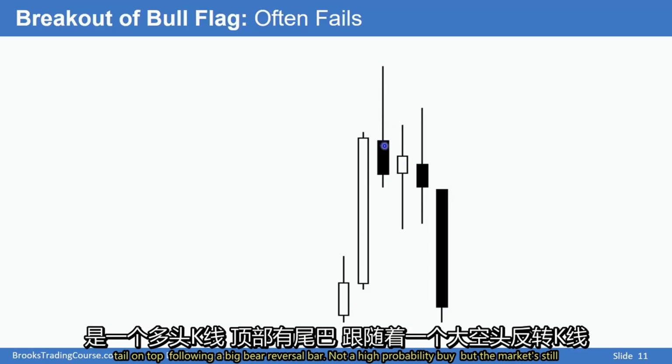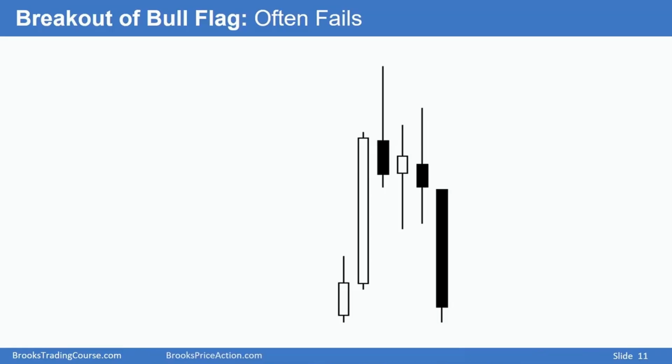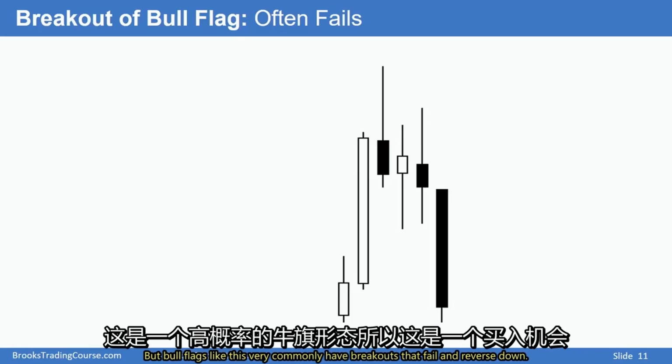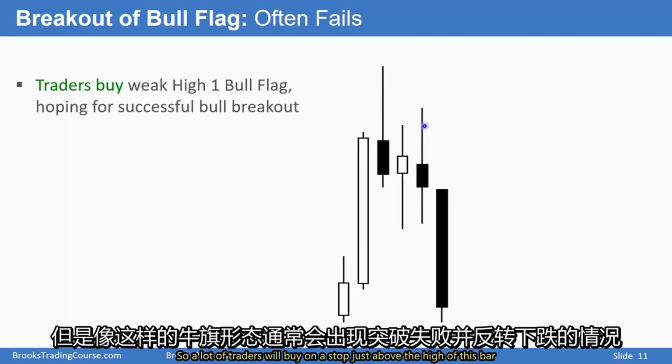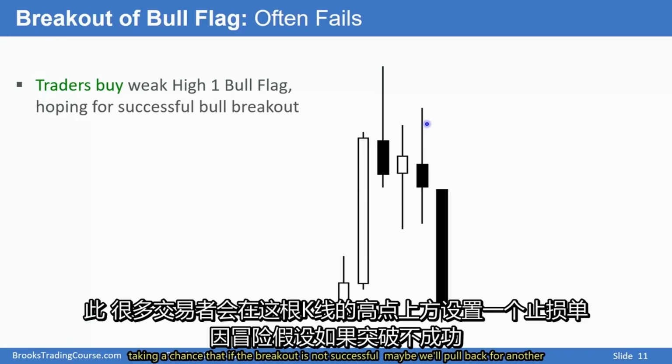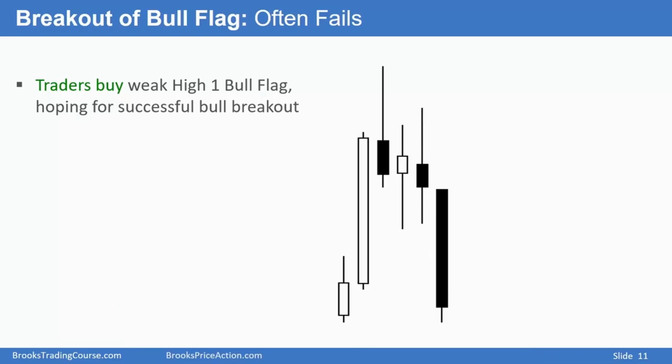Tail on top following a big bear reversal bar, not a high probability buy, but the market's still always in long at that point, and it is a high 1 bull flag, so it is a buy setup. But bull flags like this very commonly have breakouts that fail and reverse down. So a lot of traders will buy on a stop just above the high of this bar, taking a chance that if the breakout is not successful, maybe we'll pull back for another bar or two, hold above this low, and then resume up with a high 2 or a high 3.